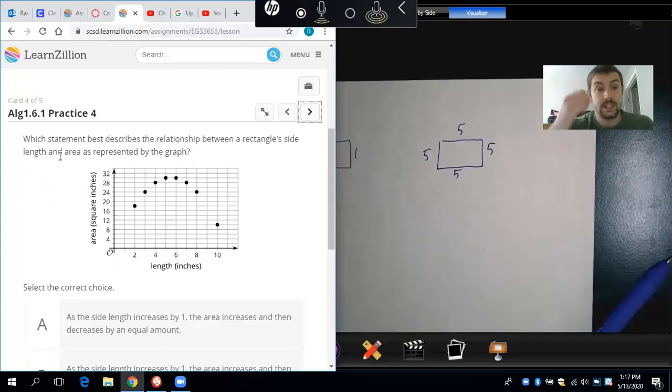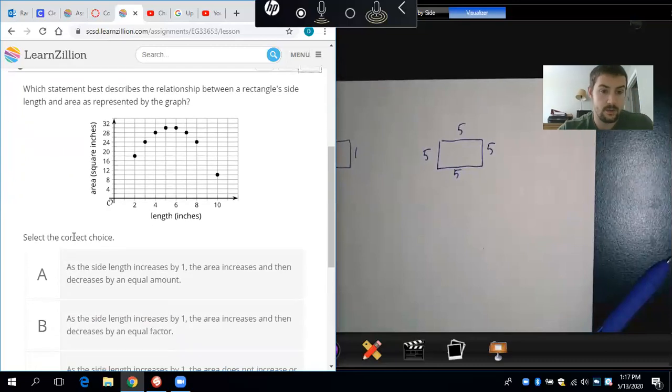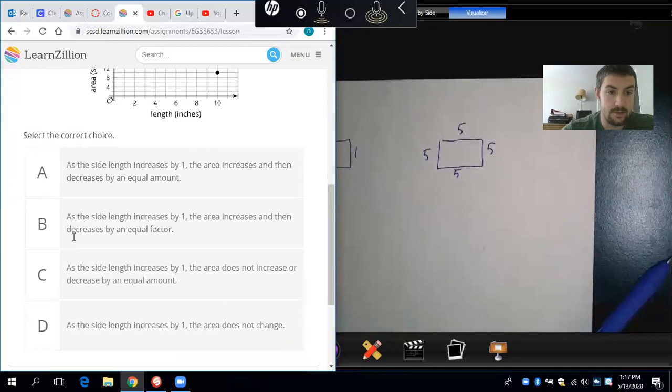Card 4 says, which statement best describes the relationship between a rectangle's side length and the area as represented by the graph? So again, we're looking at rectangles. We're looking at the length compared to the area. And so we want to see what's happening here.